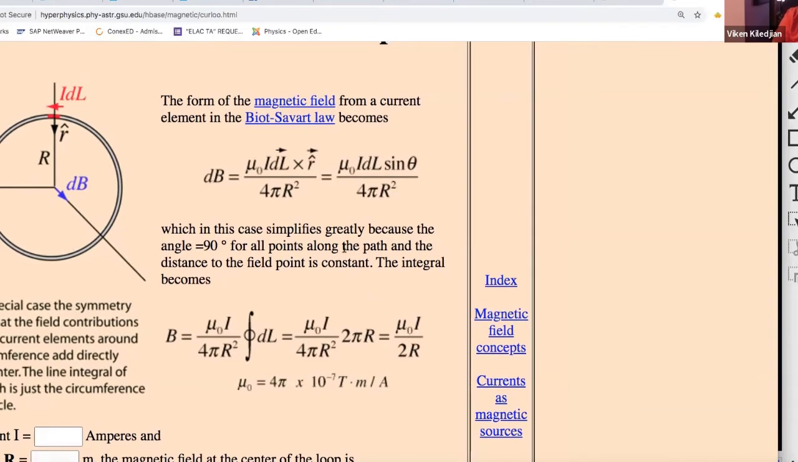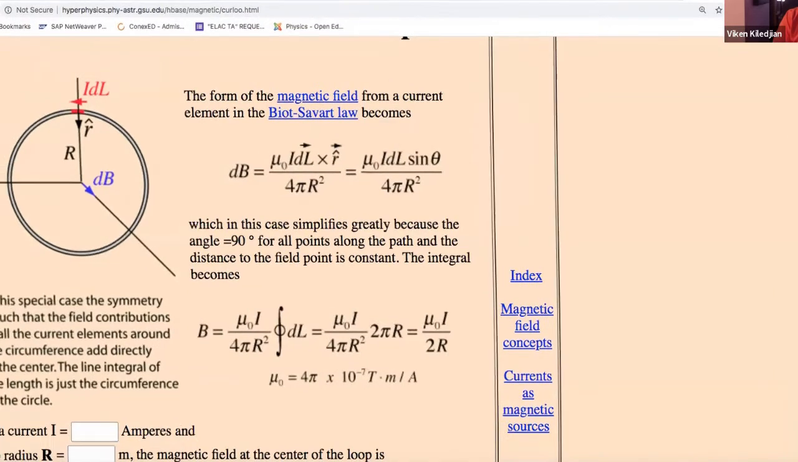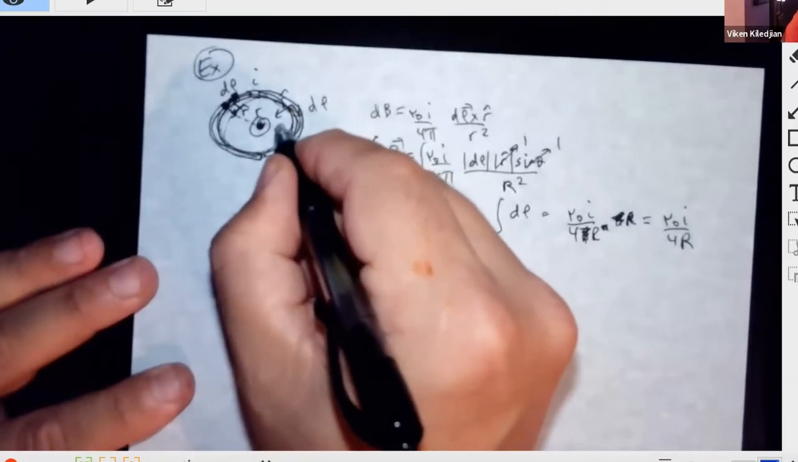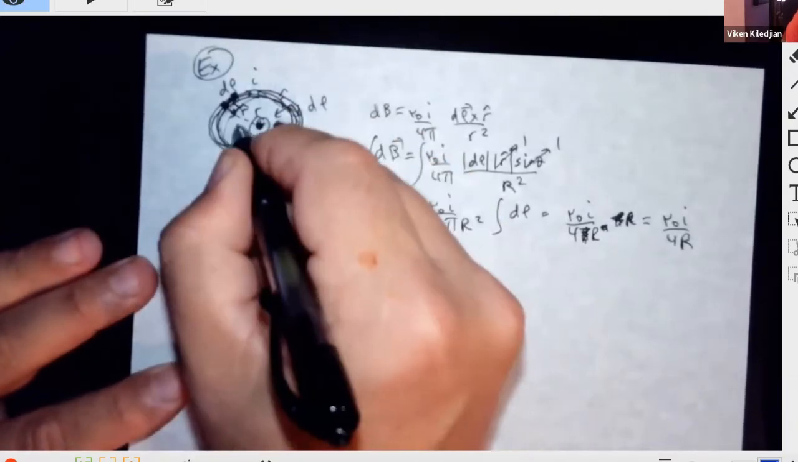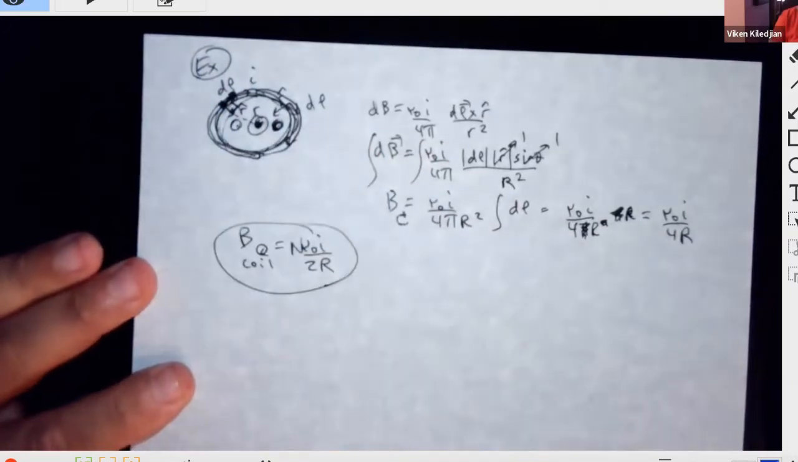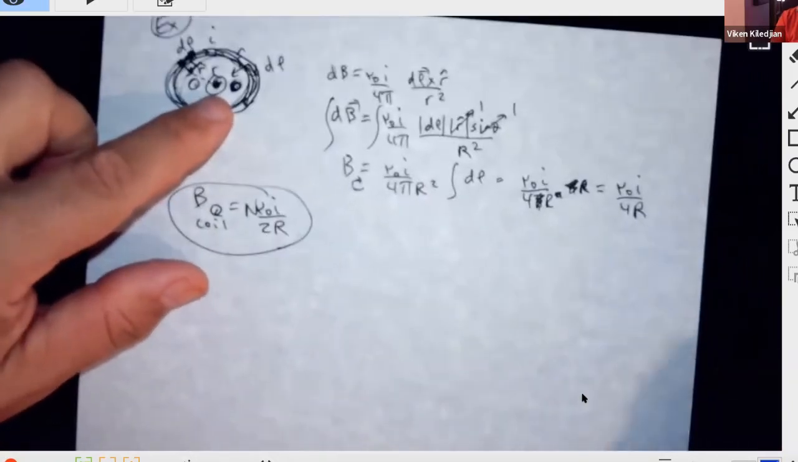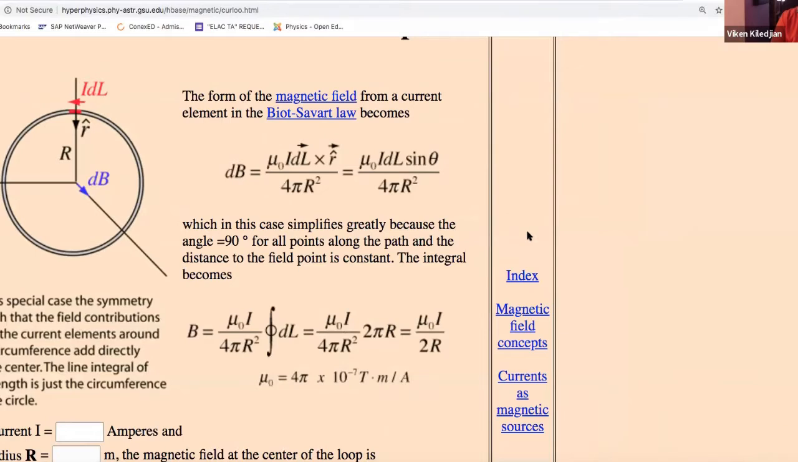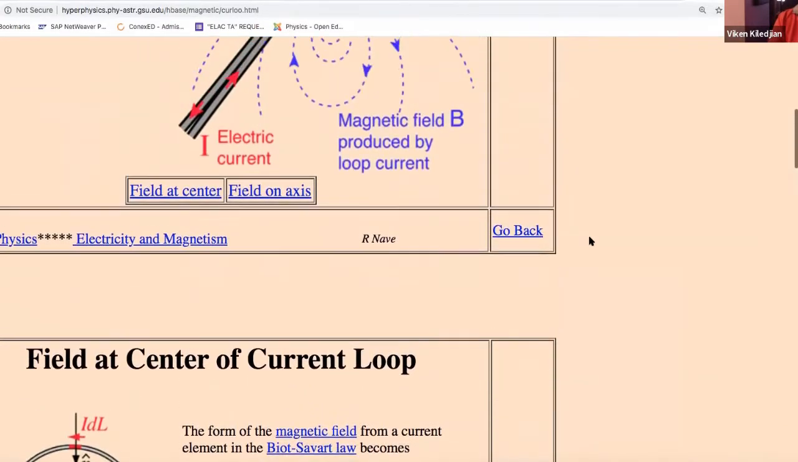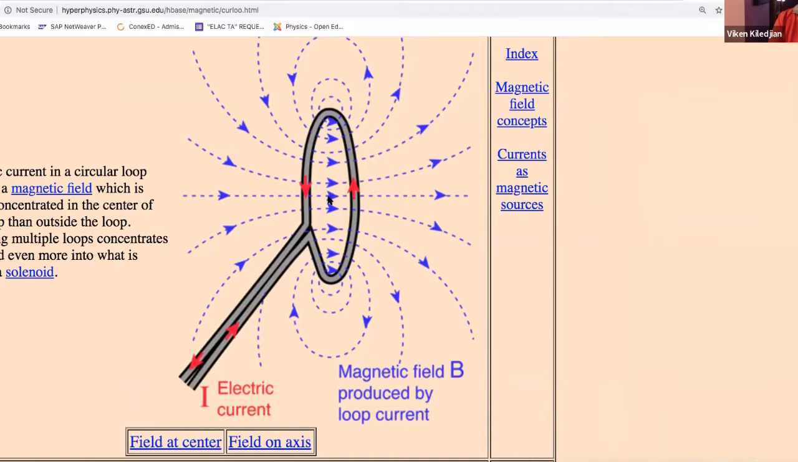Okay. But now, what if I wanted to calculate the magnetic field a little bit off center, like somewhere here or somewhere here? Is that going to be stronger than at the center? Let's see here. What if you look at the picture? What do you guys think from the picture? Do you think the B field here is stronger than, let's say, here or here or here? Or is the field here stronger than here?